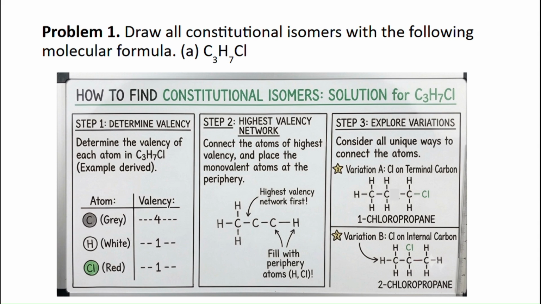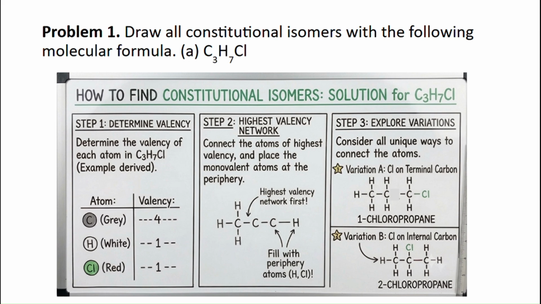Step 2. Highest valency network. Connect the atoms with the highest valency first to create the main chain. The three carbon atoms form a continuous backbone. The monovalent atoms H and Cl will attach to the outer open positions, the periphery, of this backbone.